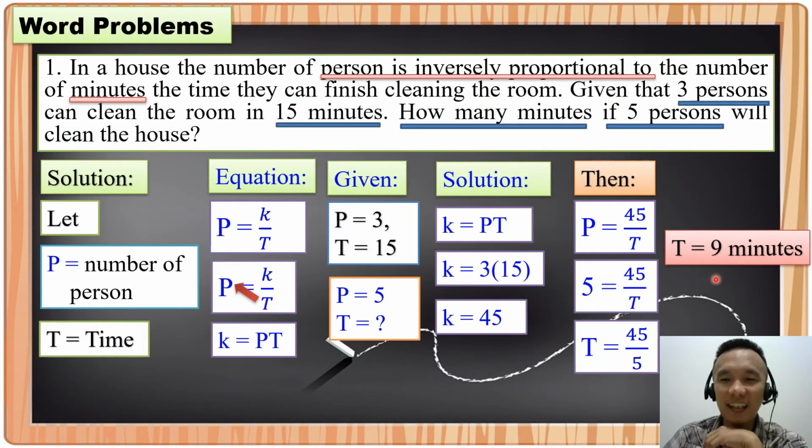Now, why is it that our answer is 9 minutes? You are just going to interchange the 5 and the T. So your 5 here will replace your T, and your T will be put to 5. So that will just become 45 divided by 5. And that is 9, or 9 minutes.